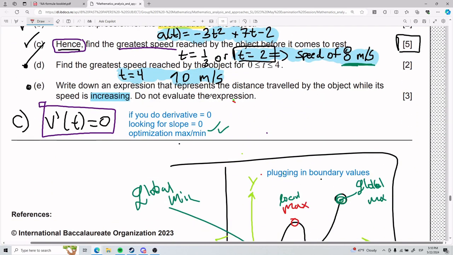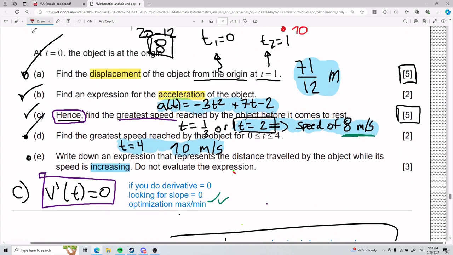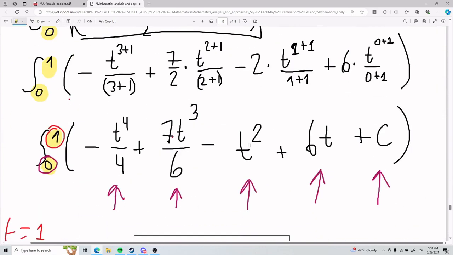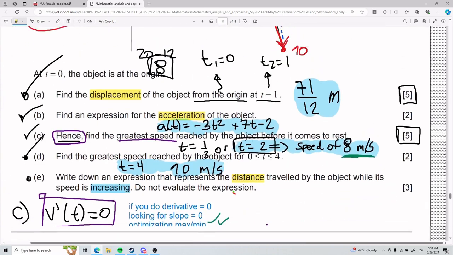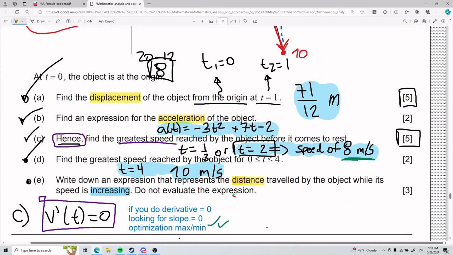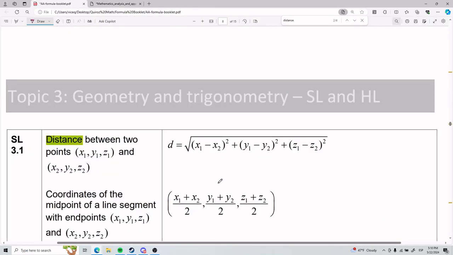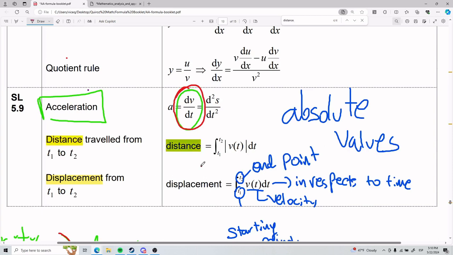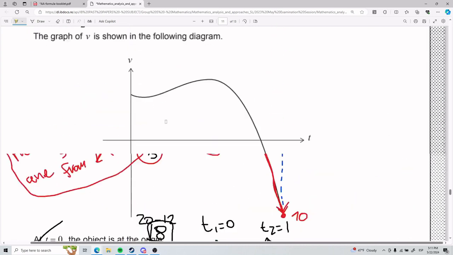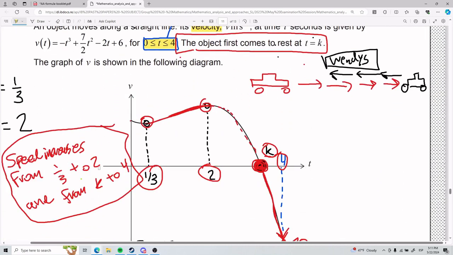That being said, writing down the expression that evaluates the distance traveled, here's another buzzword. Look at that. Distance. Remember a million years ago I talked about the difference between distance and displacement. Identifying the word distance is a massive hint to go to the formula booklet and look for distance. Once you find it, you'll see distance is the absolute value of your terms from the starting point to the end point. Now you have two different intervals, right? From 1/3 to 2 and from k to 4.